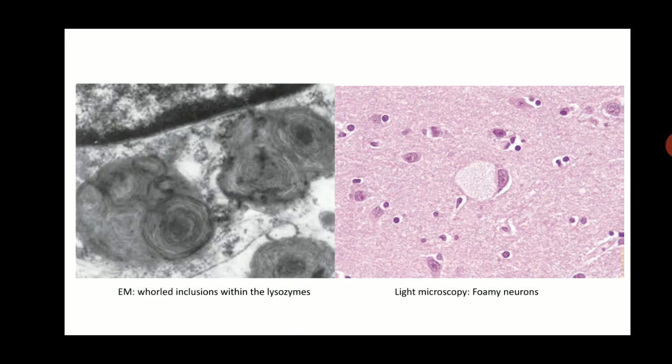As I mentioned, the gangliosides accumulate within the neurons. On the right hand side you can see a histological picture of the brain. The neuron cell is distended by lysosomes, giving rise to a foamy appearance. These are known as foamy neurons. If you see the same thing under electron microscope, then the sphingolipids and the gangliosides will appear as whorled structures within the lysosomes.